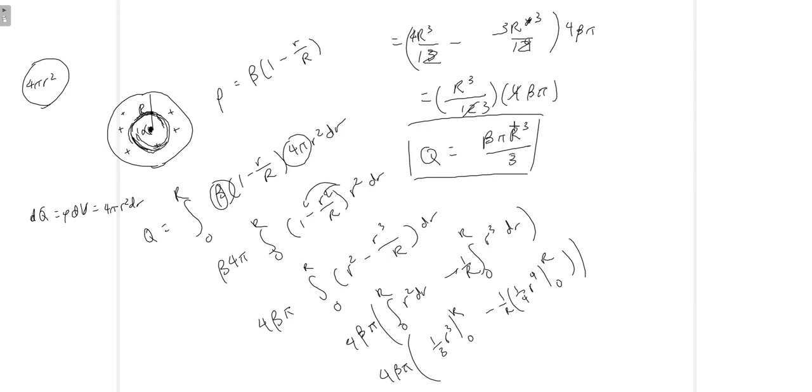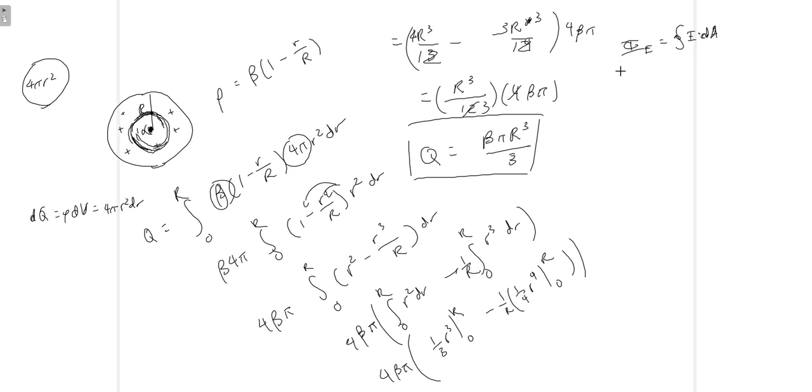So the next part is, in terms of beta, small r, big R, and fundamental constants, determine the magnitude of the electric field at a point a distance r from the center of the spherical charge, either inside, outside, or at the surface. This is where we use Gauss's law, where the electric flux is equal to the surface integral of the electric field times an incremental amount of surface area, dA.